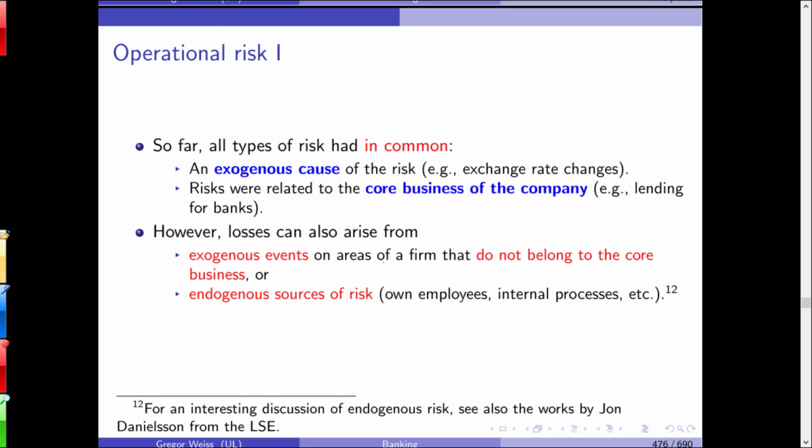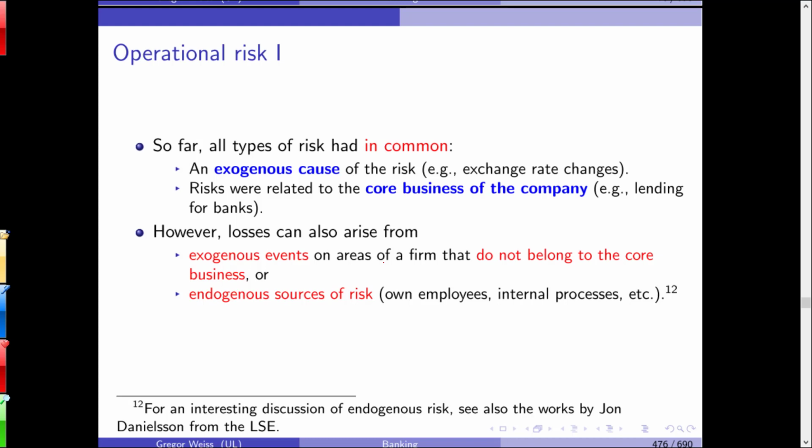The last type of risk I want to discuss here is operational risk. We've talked about market risk, credit risk, liquidity risk. Operational risk is different for two reasons. First of all, so far, exogenous events, such as changes in market prices and default probabilities, led to a potential financial loss of the bank or of the company. And all of these risks were related to the core business of these companies. A bank gives out loans, then you have credit risk. If you buy a security, if you buy a bond, you have market price risk. And if interest rates change, this is also concerned with the core business of the bank.